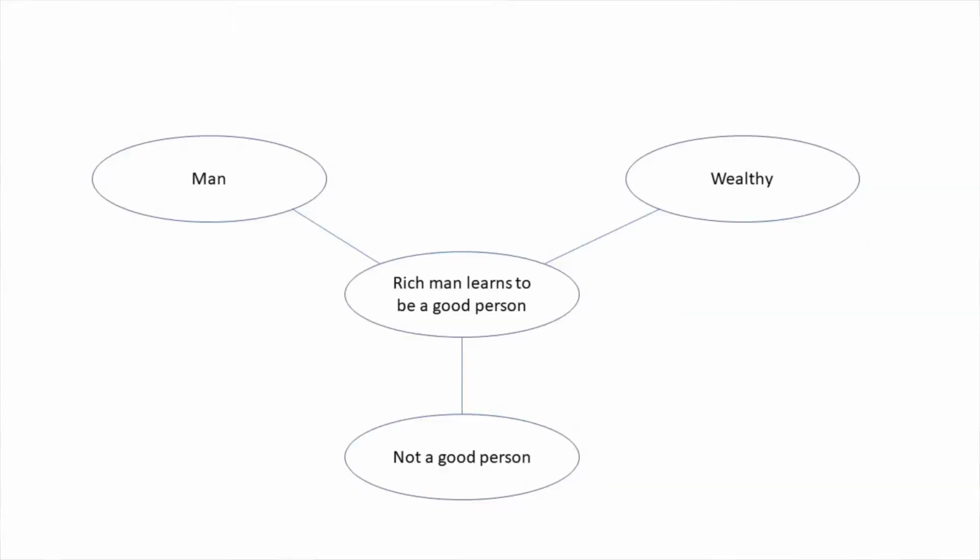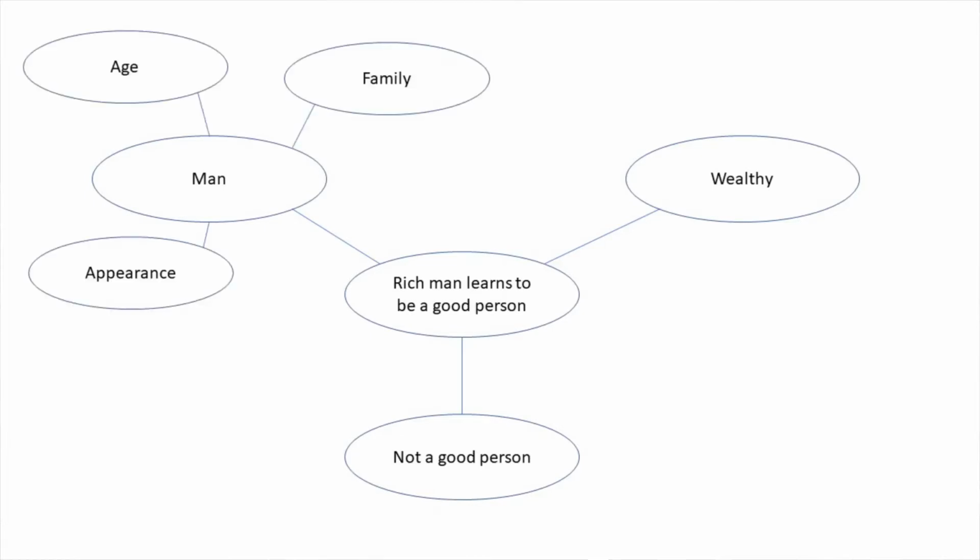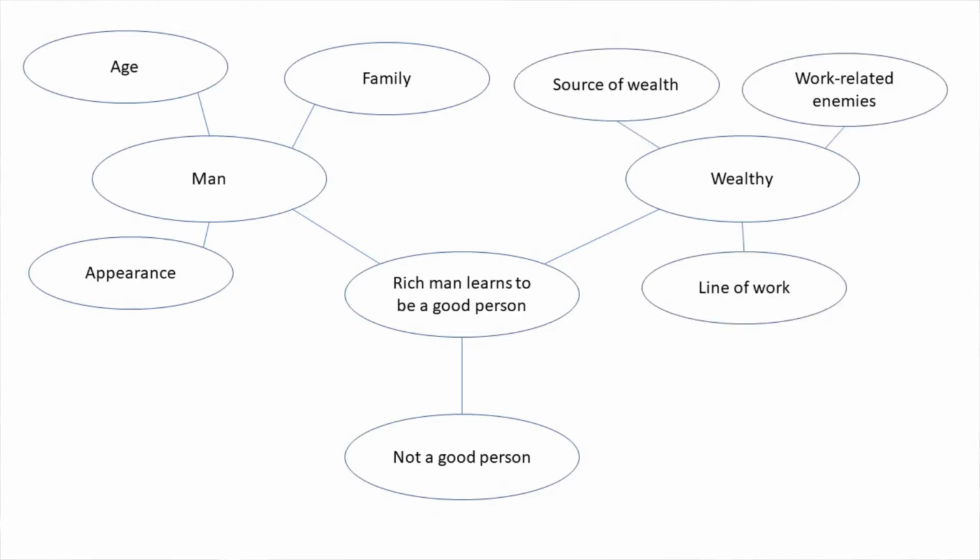We can expand on each of these ideas, and this is where I find mind mapping very useful. We know he's a man, but what age is he? What does he look like? Does he have a wife, a husband, kids, siblings? He's wealthy, but how? Was he born into wealth? Did he inherit money? Did he acquire his wealth? If so, how did he acquire it? What is his line of work? Has he made any enemies in the process?